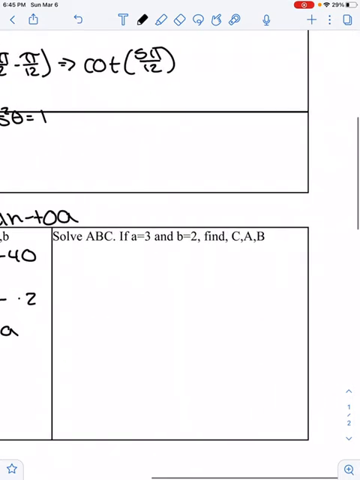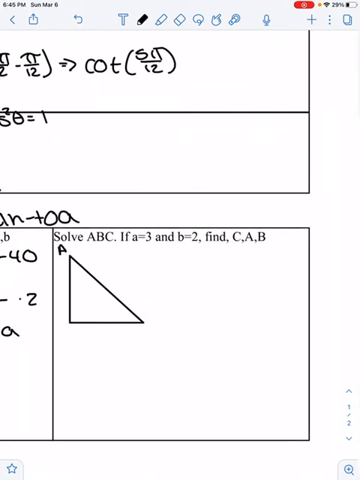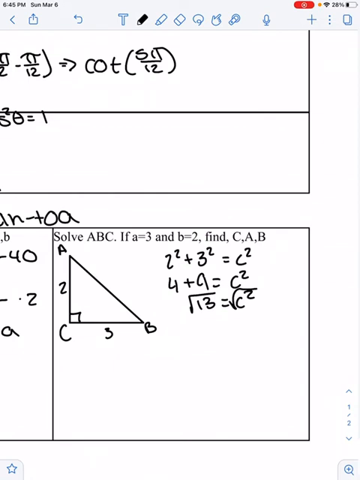Last example, again, draw a right triangle. So 8.1 is only right triangles, A, B, C. Again, C being at the right angle. Label what we have, so little a across from angle A is 3, and little b across from angle B is 2. The first thing we can find is little c, because we can do a squared plus b squared equals c squared. So 4 plus 9 equals c squared, that's 13. Take the square root of both sides, c.